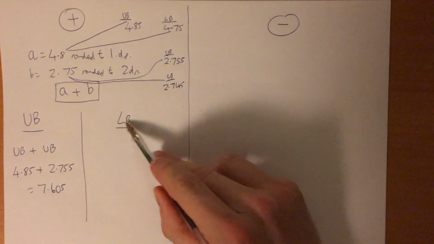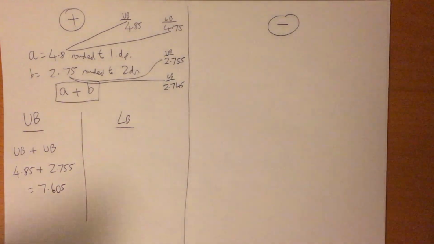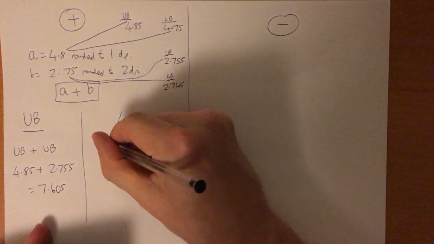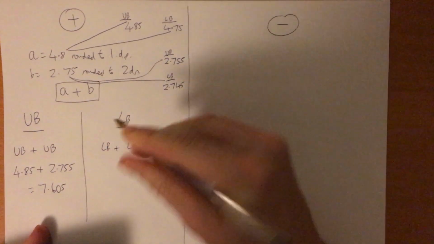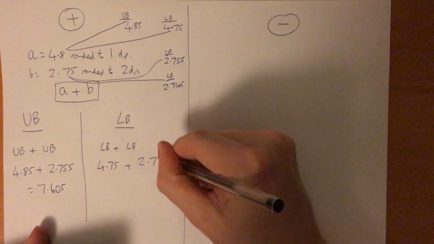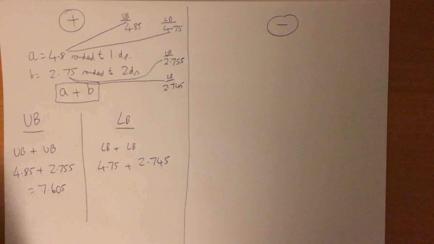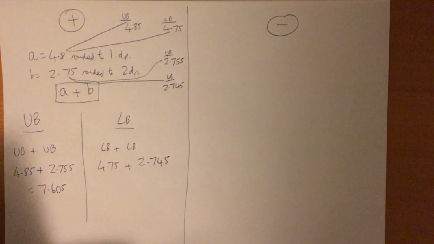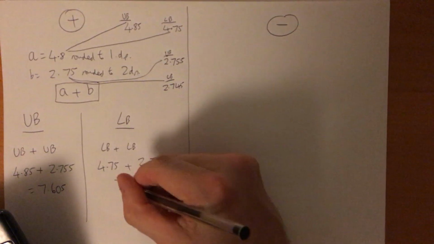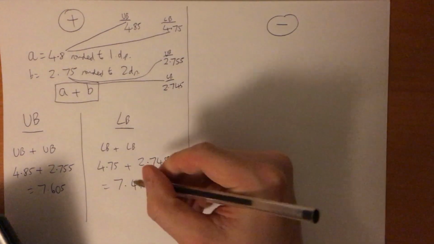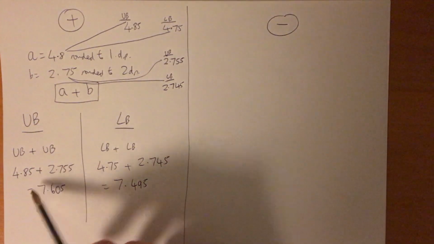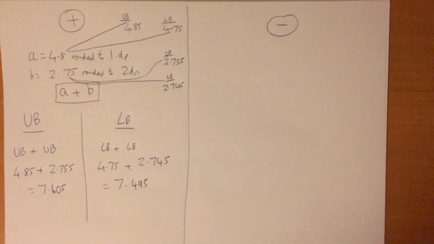Now, if I wanted to find the lower bound answer when I add those two together, to find the lowest possible answer, I would have to pick the two lowest numbers, obviously. So it would be the lower bound plus the lower bound. In this case, it would be 4.75 plus 2.745. So 4.75 plus 2.745 equals 7.495. So therefore, as you can see here, that is a bigger answer than that, as we knew it was going to be anyway, because that's the upper bound answer to the lower bound answer. So when you're adding together, it's fairly straightforward.